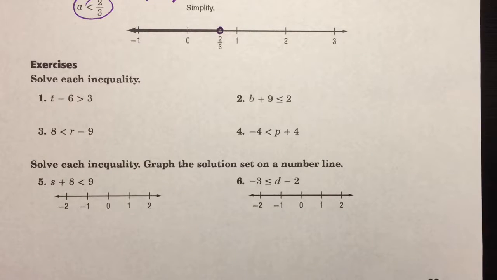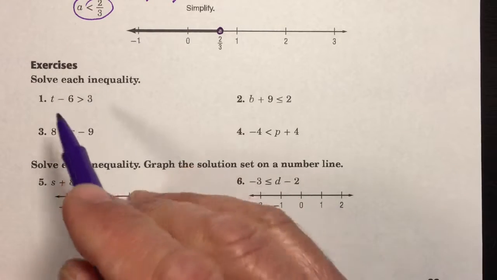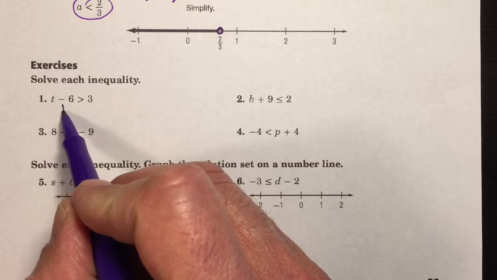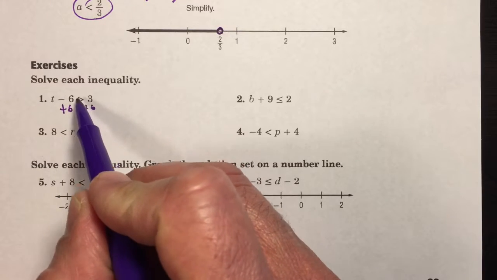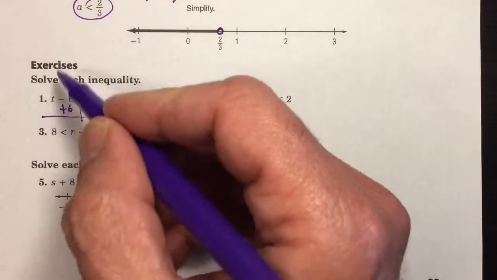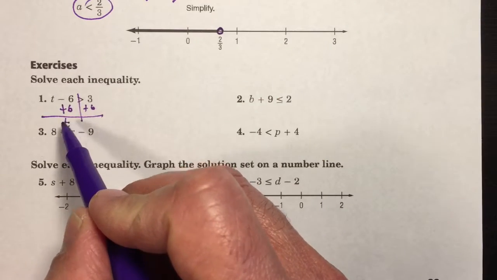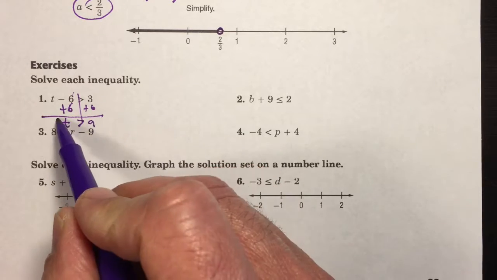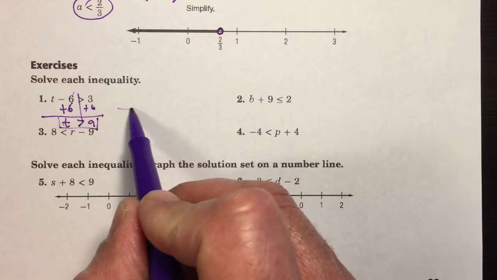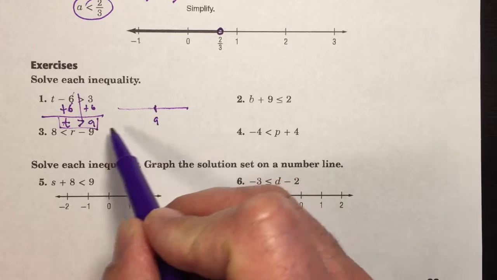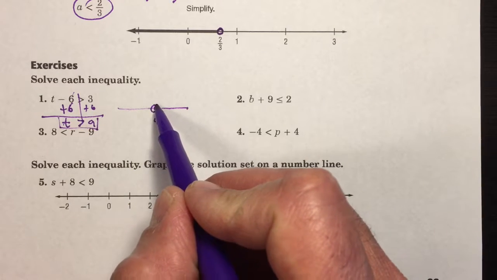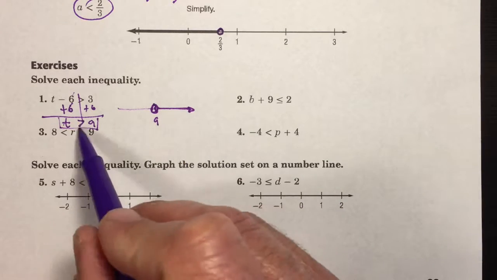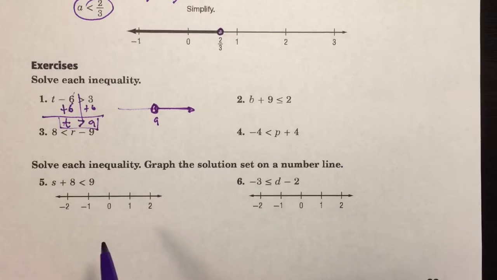T minus 6 greater than 3. I'm going to eliminate the 6 that is being subtracted by adding 6 on both sides. Then when I add vertically, this is going to be t. This goes away, greater than 6 plus 3 is 9. So this is my solution: t greater than 9. If I'm going to draw it, and this is 9, since it's greater and not equal, it's going to be an open circle here to the right. This is going to be my solution, all the t's that are greater than 9.